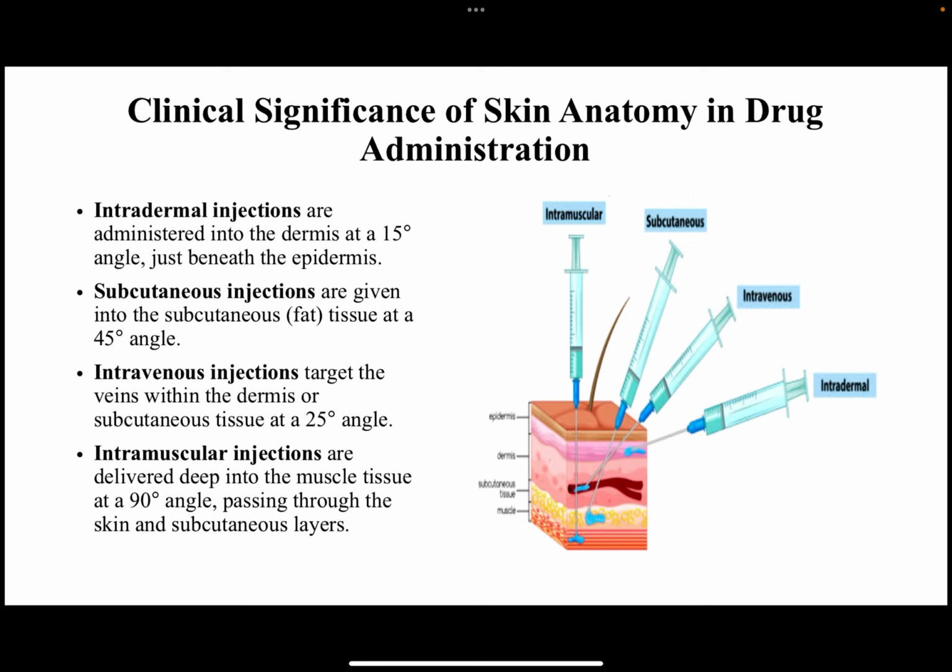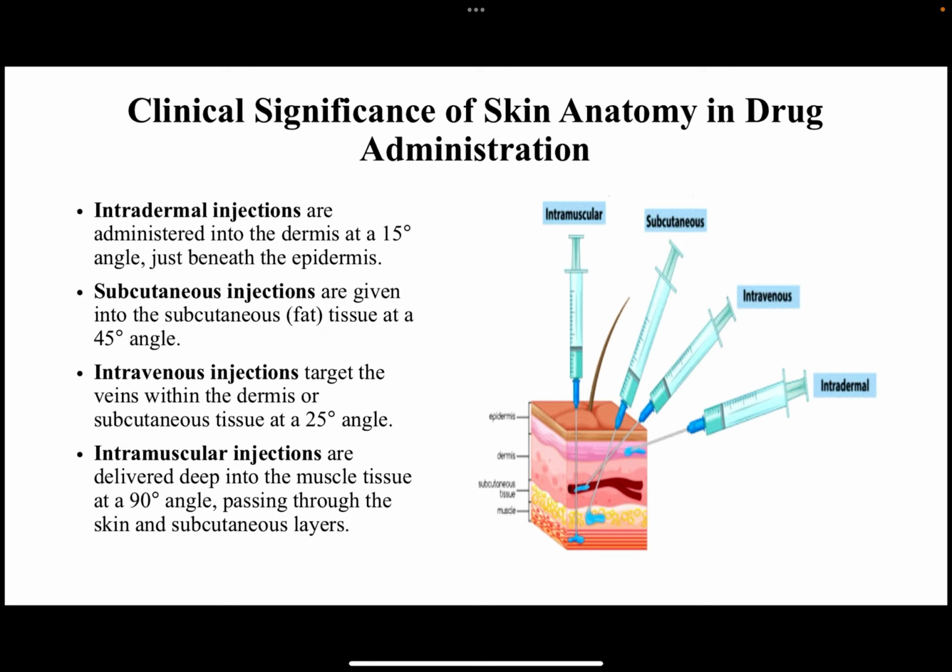If you are administering a drug by intradermal injection, mostly you administer it into the dermis, and that is at 15 degrees. If you are administering a drug intradermal, you go 15 degrees and you administer it into the dermis, just beneath the epidermis.